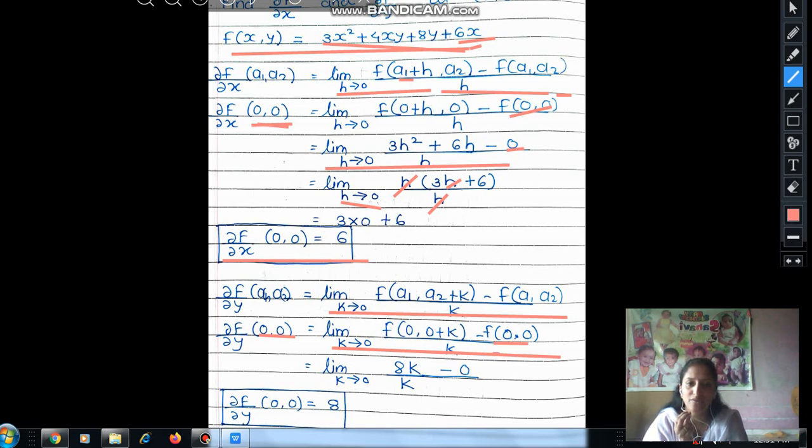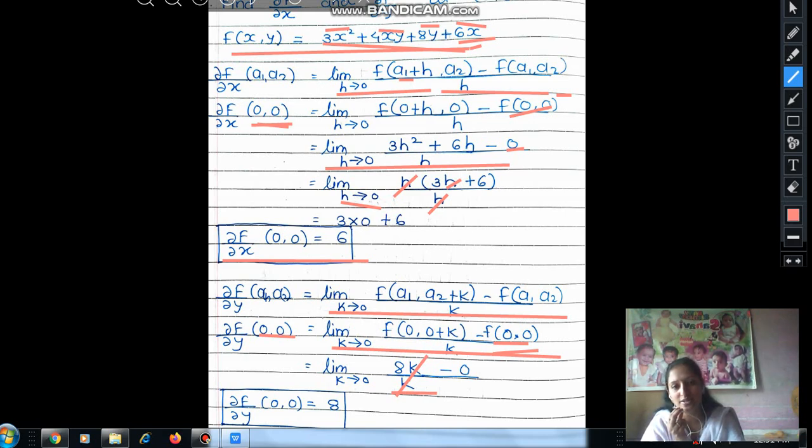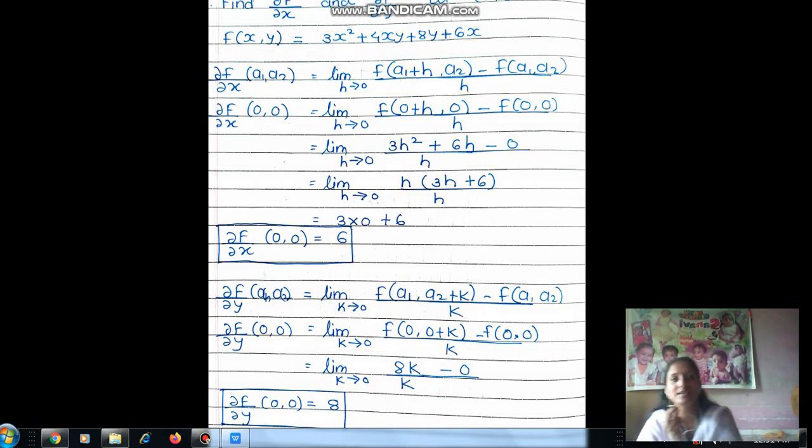Now, again, value of f of (0, 0) is 0. Okay. Now, putting value of coordinates, f of (0, k). (0, k) means value of x is 0 and value of y is k. So value of x is 0. This means what? The term 3x square is 0. Value of x is 0, this term is 0. Value of x is 0, this term is 0. Value of y is k. So remains only 8k. So here 8k upon k. This k and k will cancel and remains 8. So dou f by dou y at (0, 0) is equal to 8. Okay. Do you understand?